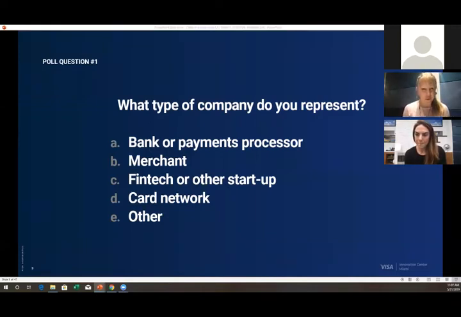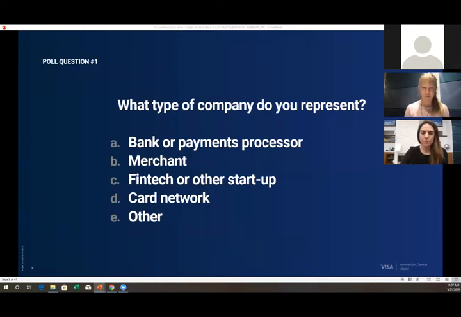Okay, so before we get into the results, I want to make sure that you all on the line are engaged, and we'd like to hear a little bit about you today. So we have several poll questions. Our first poll question, so we can understand where you're coming from today. What type of company do you represent? So please take a moment to answer the question here. Are you a bank or issuer, acquirer, or payments processor? A merchant, a fintech or other startup, a card network, or maybe something else?